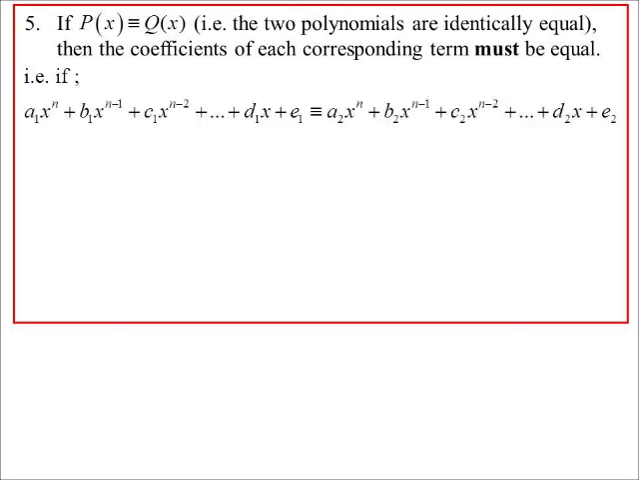So if you had a1x to the n plus b1x to the n minus 1 plus c1x to the n minus 2 and so on, is the same polynomial as a2x to the n plus b2x to the n minus 1 and so on, then the coefficients are equal. So you know a1 must be a2, b1 must be b2, c1 must be c2, and so on.